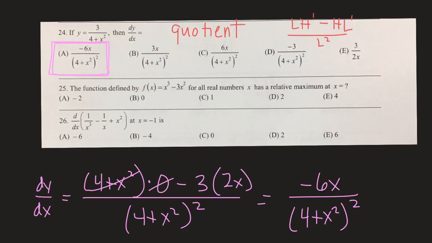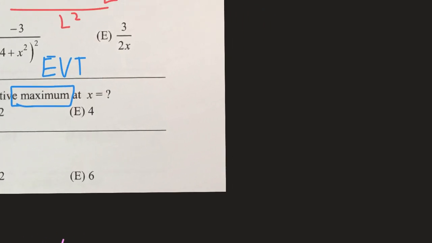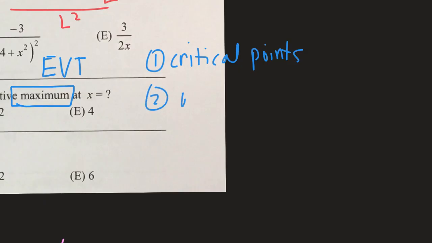Okay, 25, what are we asked for here? We're asked for a relative maximum. And anytime we're asked for relative maximum, we're looking at the extreme value theorem. Okay, so extreme value theorem wants us to do a couple of things. Number one, find the critical points. And then after that, we would find the y value at each of those critical points.